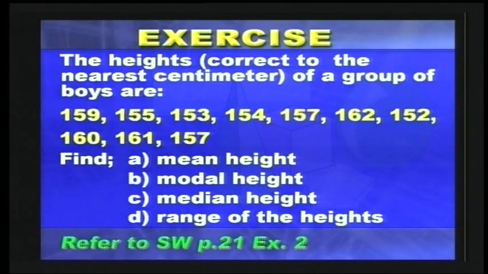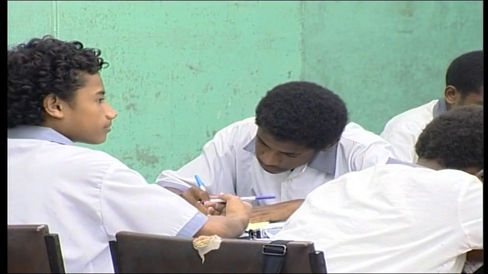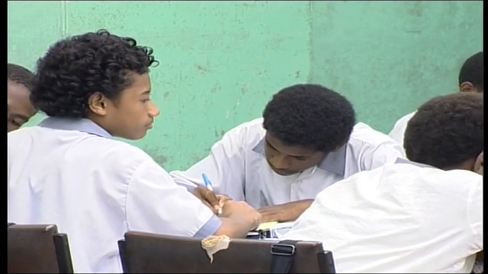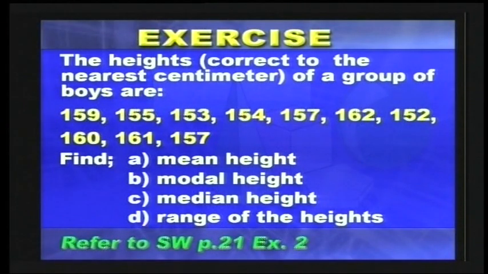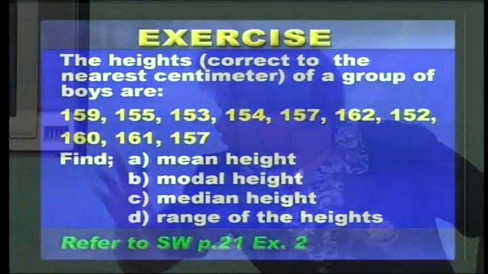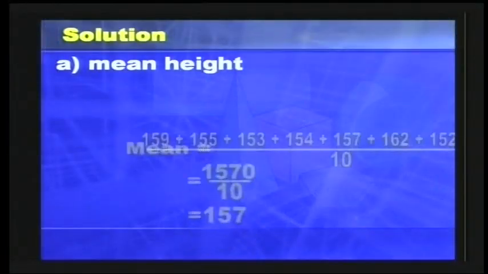We're going to go through the answers now for each of those letters, A, B, C, and D. I want you to cross-check your answers as we go through the solution, not on the board, but on the screen. Okay, receiving students? Number one, the mean height.